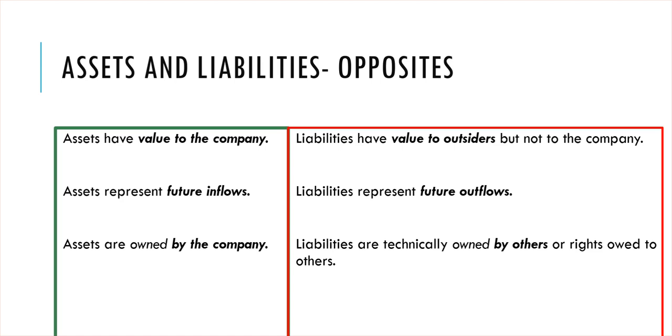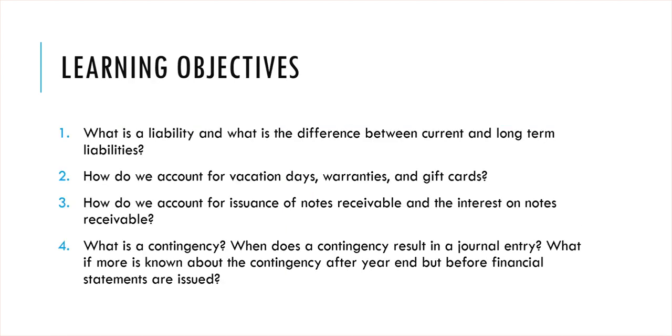For now, we're talking about liabilities, which are opposites of assets. In this chapter, we are going to learn what a liability is. We just had a brief introduction to it. And then we're going to talk about current and long term. We have vacation days, warranties, and gift cards. Because this is in the chapter on liabilities, we know that these are going to be liabilities. But they are not necessarily current liabilities, and we'll talk about that.